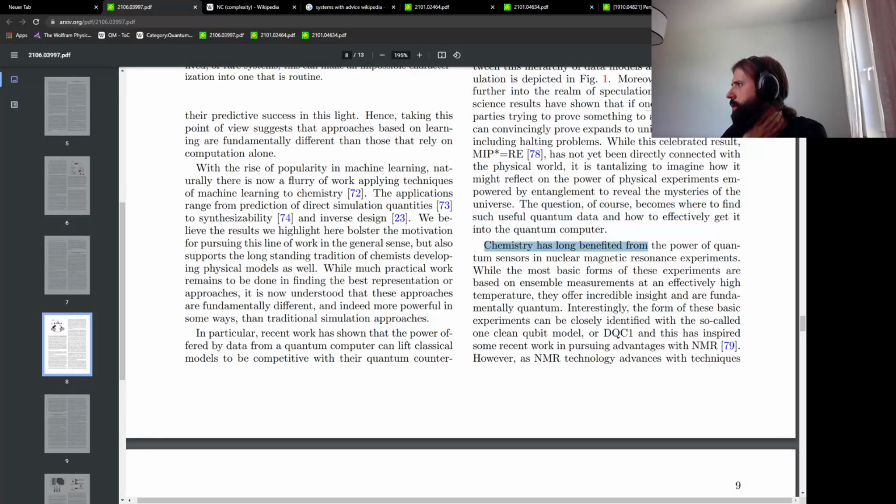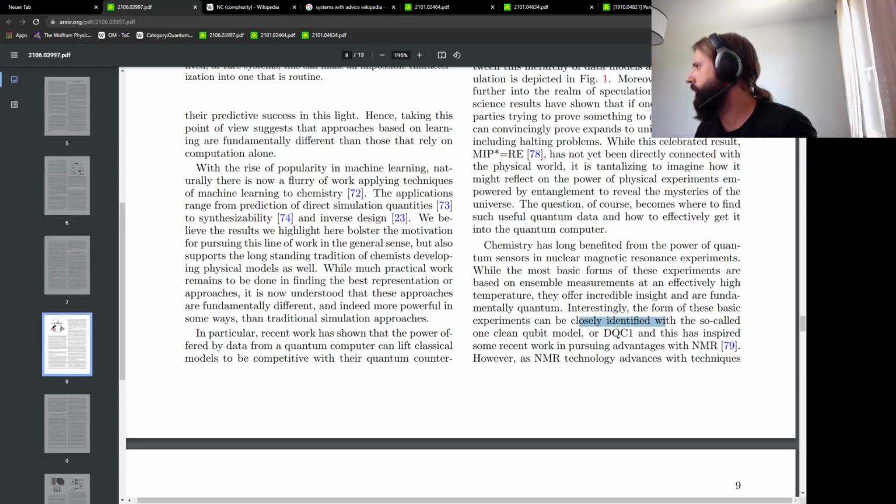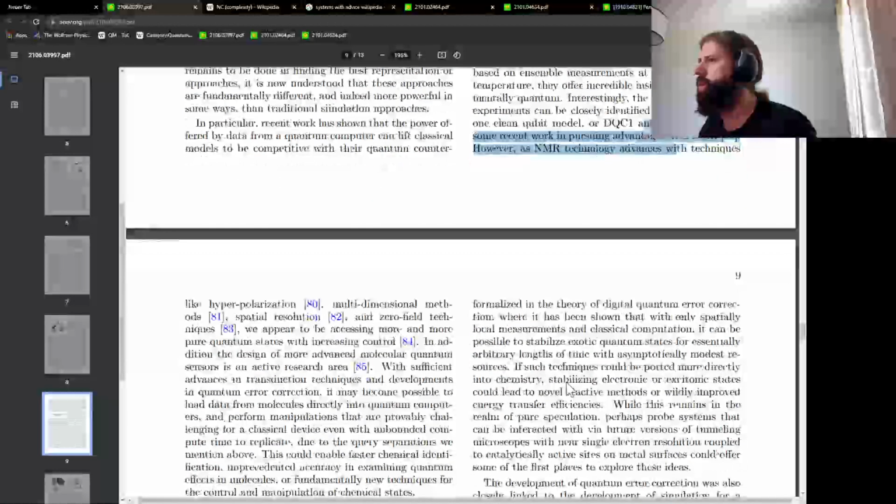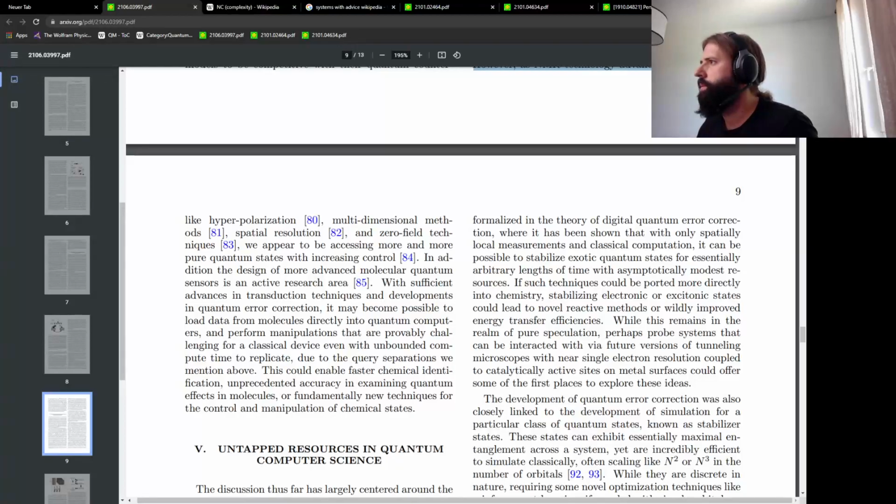Chemistry has long benefited from the power of quantum sensors in nuclear magnetic resonance experiments. Well, okay. While the most basic forms of these experiments are based on ensemble measurements at an effectively high temperature, they offer incredible insight and are fundamentally quantum. Interestingly, the form of these basic experiments can be closely identified with the so-called one-pure-qubit model, or DQC1, and this has inspired some recent work in pursuing advantages with NMR. However, advanced techniques, in addition to the design of more advanced molecular quantum sensors, is an active research area.